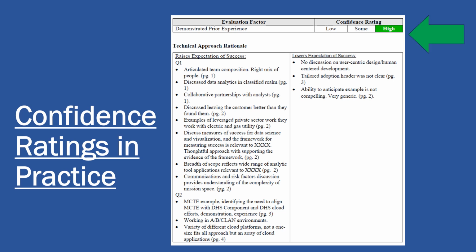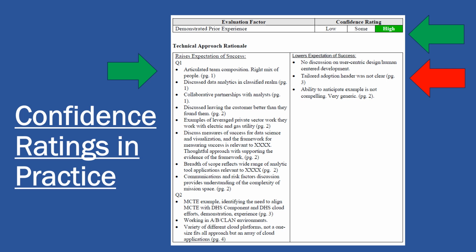After coming to that decision, the team moved on to the worksheet, and on the left side of the table listed out things that raised the expectation of success. These are just bullet points of relative strengths such as articulated team composition, right mix of people, and then they list where that information can be found in the proposal. On the right column, you can see that the team listed what lowered the expectations of success, or the relative weaknesses. This includes no discussion on user-centric design, human-centered development. As you can see, the rating is supported even using bullet points.